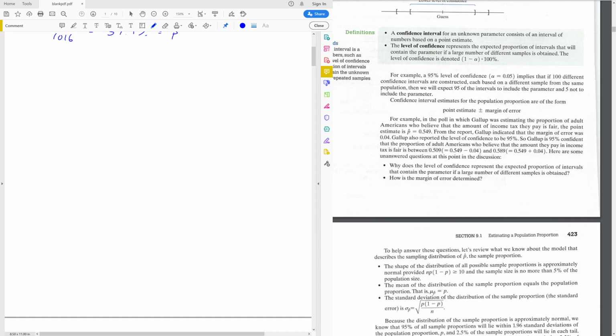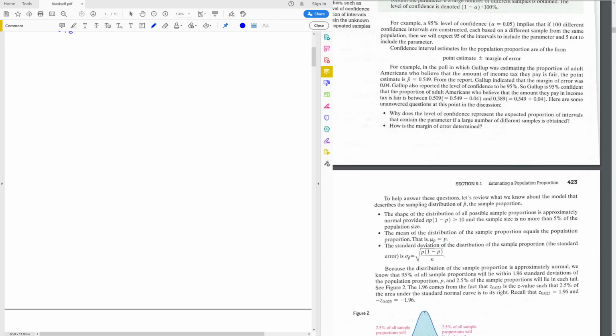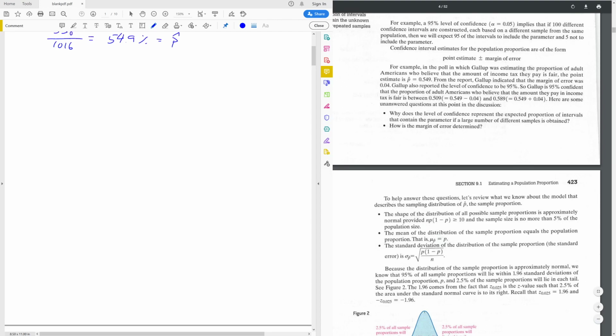I could then say maybe I'm 90% confident that it's between 49 and 54%. Right, that's a little bit more reasonable. It's a little bit more useful to use, because then we're narrowing down the idea, right? So for their example, they obtained the 54.9%, and then they used a 95% confidence interval, which is a pretty standard confidence interval to use.